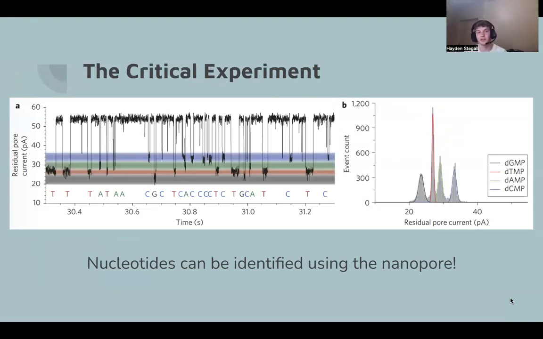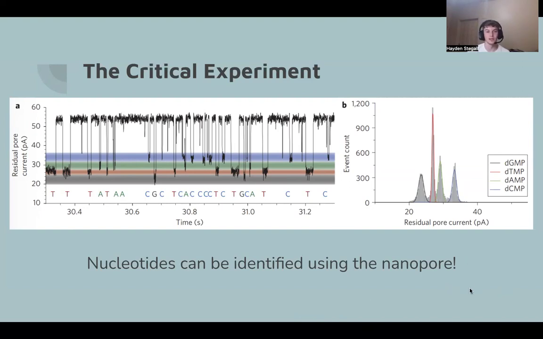So this is the critical experiment in the paper. Part A shows the electrical current passing through the nanopore as a function of time. So you can see that most of the current is at 50 picoamps, but it drops down to around 20 or 30. And this is when the nucleosides are passing through the nanopore. So this is the first experiment that shows that the nanopore can actually characterize nucleosides as they pass through, which is groundbreaking and leads the way for possible continuous strand sequencing using this method.